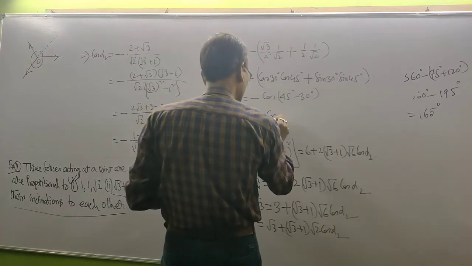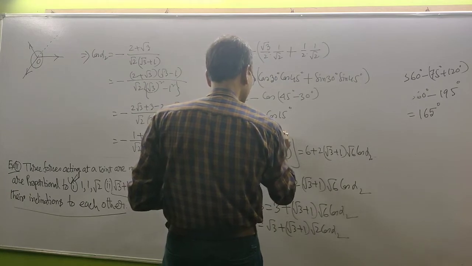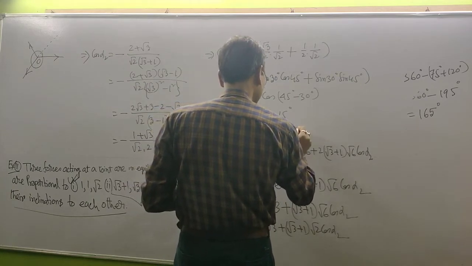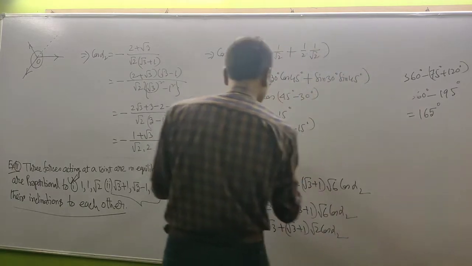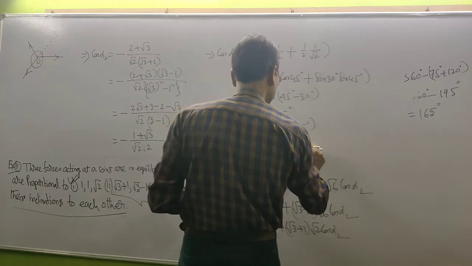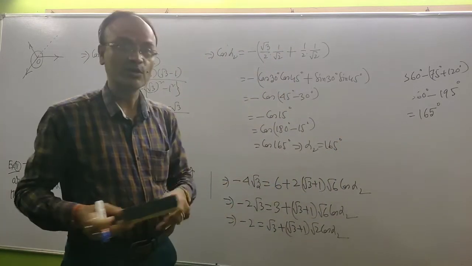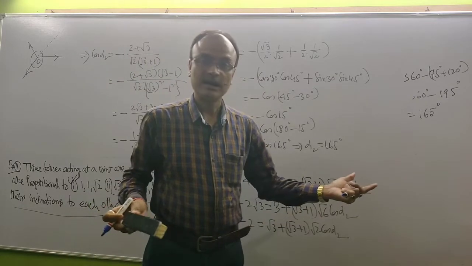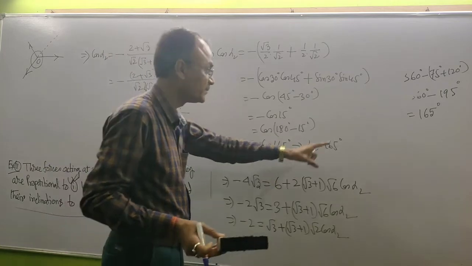This is equal to minus cos 15 degree. This is equal to cos 180 degree minus 15 degree, which is equal to cos 165 degree. This means alpha 2 is equal to 165 degree. Therefore, the angle between the three forces will be 165.